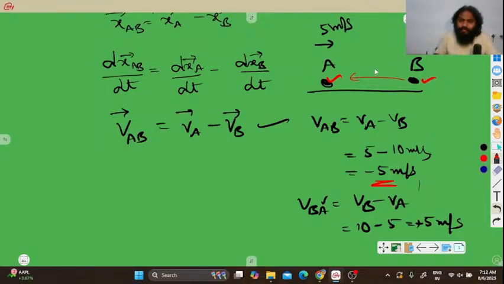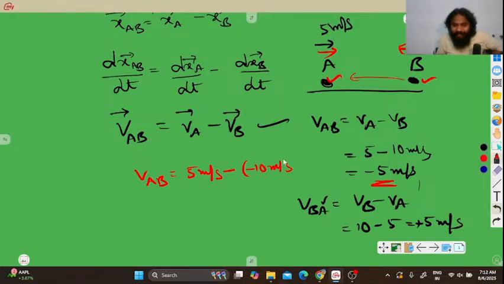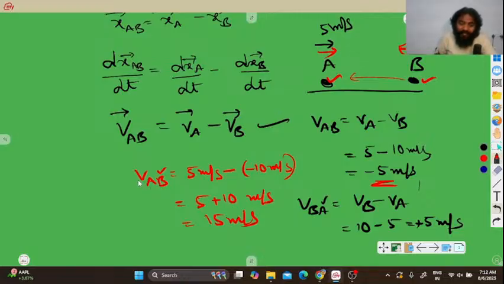For example, one more thing: if the cars are moving in opposite directions, this car moving 5 meters per second and this car moving in the opposite direction at 10 meters per second, then the relative velocity of A with respect to B is vA, which is 5 meters per second, minus vB, which is minus 10 meters per second, because it is moving in the negative direction. Then you get 5 plus 10, so the answer is 15 meters per second. Here the observer is in B and we are calculating the velocity of A. The person in car B feels that car A is coming towards him at 15 meters per second speed, clear?